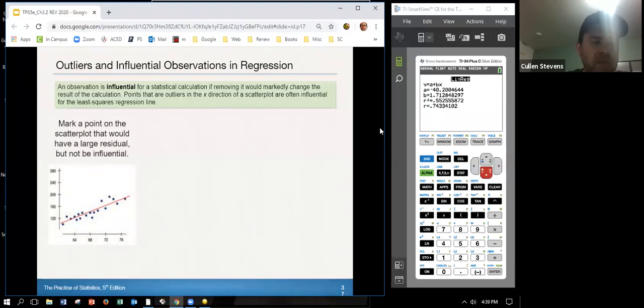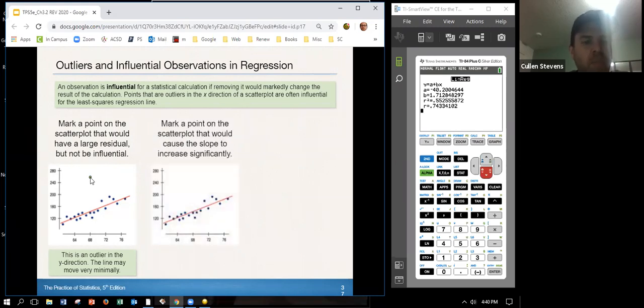So if you were asking me to mark a point on the scatter plot that would have a large residual but not be very influential, a large residual would mean that it's really far away, but non-influential means that it's not far away in the x direction. So here I'd have a point here in the y direction. This has a very large residual, but it's not far away from the data in the x direction, it's in the y direction. So this is going to be a large residual, but it's not very influential.